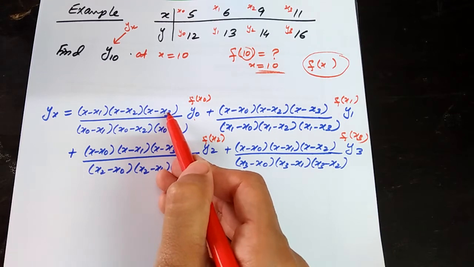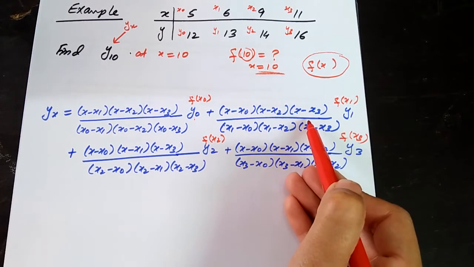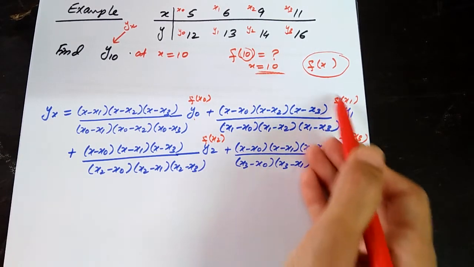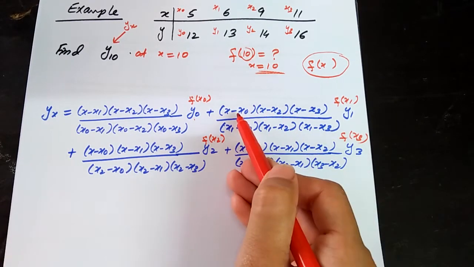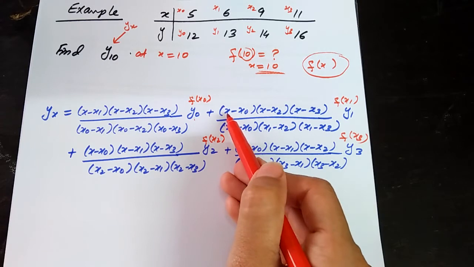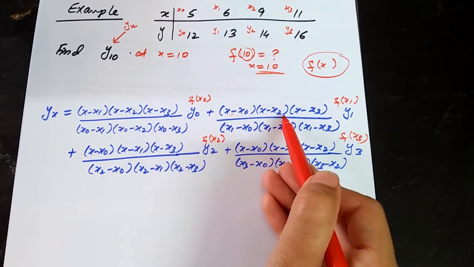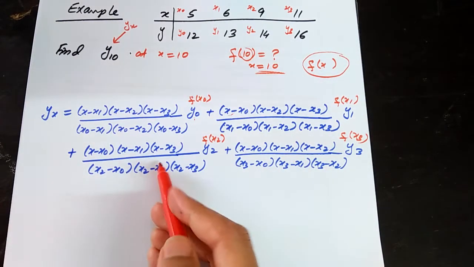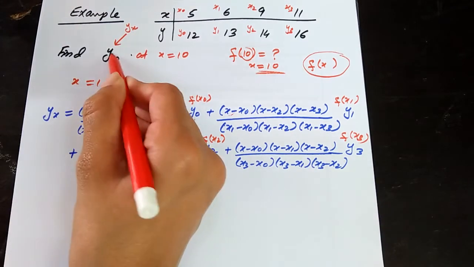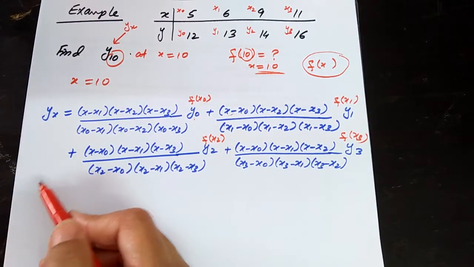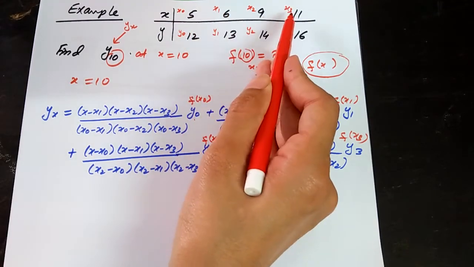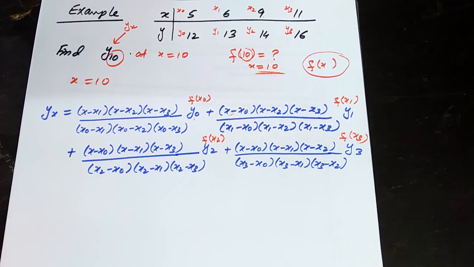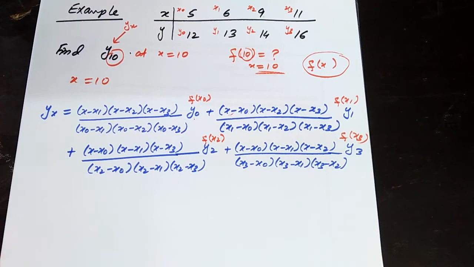x minus x3. Now the same you will write here with the coefficient of y1: x1 minus x0, x1 minus x2, x1 minus x3. Now just skip the x1 here and write all the other values of x in the numerator: x minus x0, x minus x2, x minus x3, and the rest of the terms like this. Now fill all the values. What is your x? Your x is 10. And these are x0, x1, x2, x3, y0, y1, y2, y3. Put all these values in the Lagrange interpolation formula.